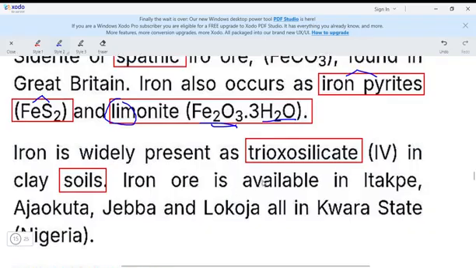Iron is widely present as silicates. That means the place where you see iron, you see it as a silicate, meaning that it's full of sand or silica, especially in clay soils.